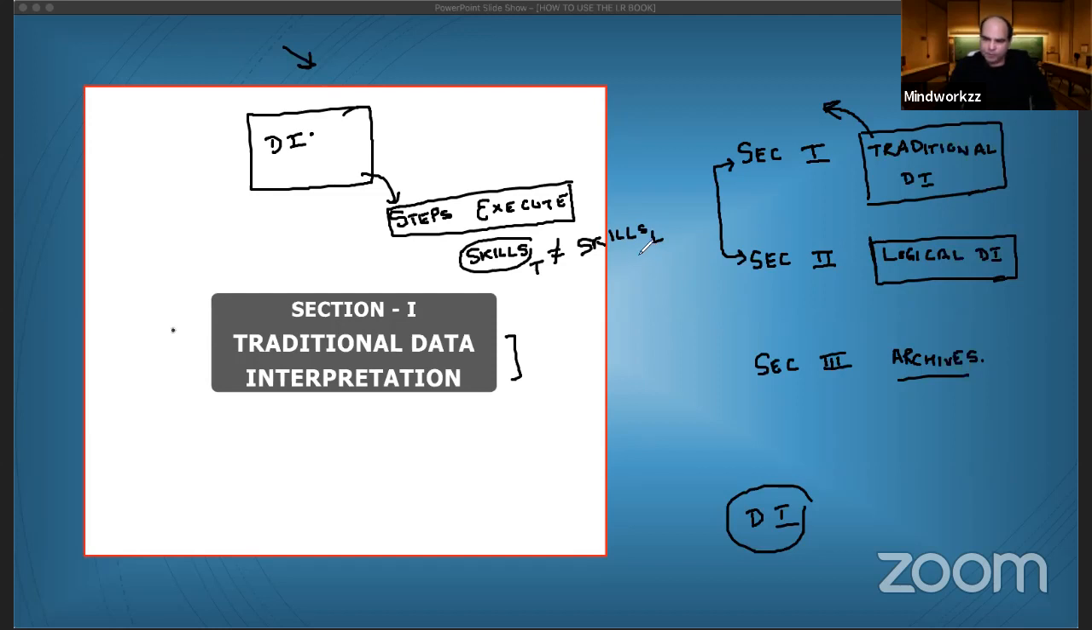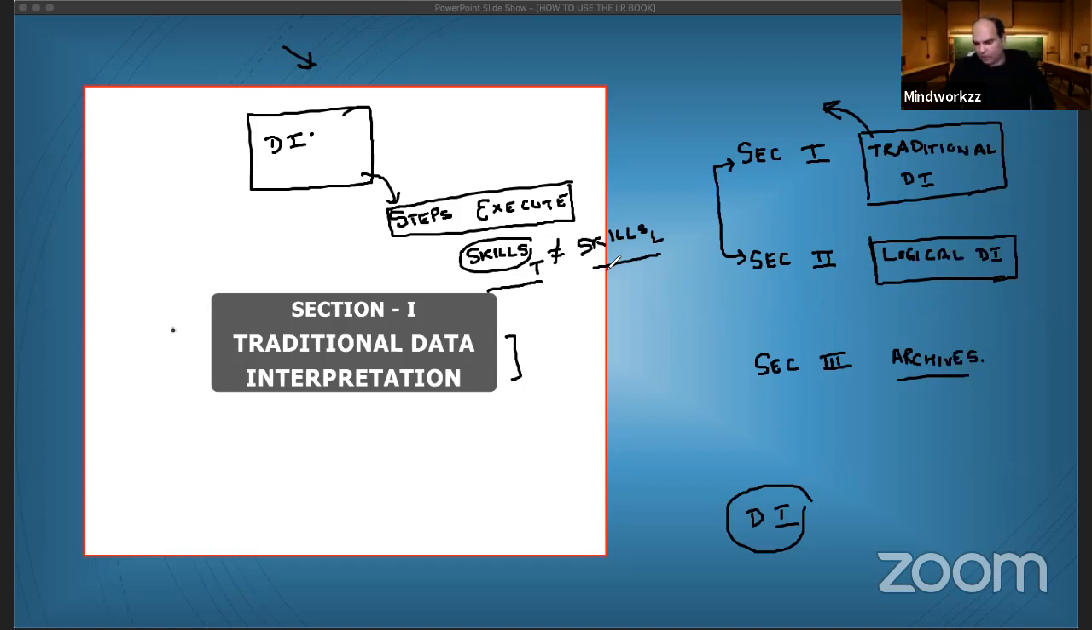Hi, Upendra, welcome. No, Michelle, trigonometry is not very important, just the basics you should know. That's it. So, the skills required to do traditional data interpretation and the skills required to do logical data interpretation, the skills that would get you through the steps, were very, very different from each other.